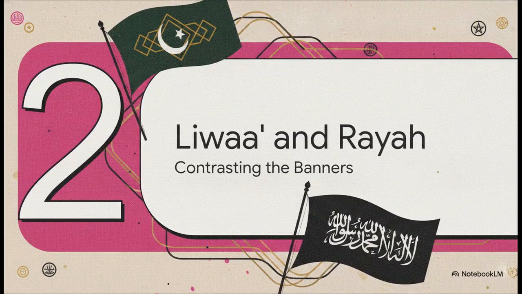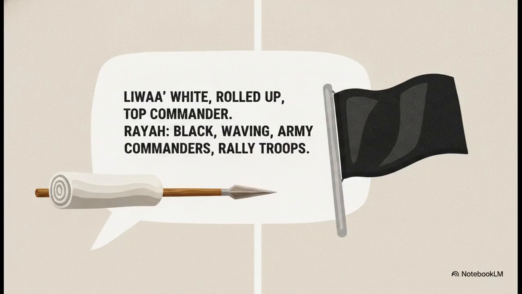Moving to Section 2, the liwaa and the rayah, contrasting the two primary banners. Now, this is where it gets really interesting. We're not talking about just one flag representing the whole army here, but two distinct types that created a strict visual chain of command. On one hand, you have the liwaa. This was a white flag belonging to the top commander of a mission, and it was actually often kept rolled up until the fighting officially started.